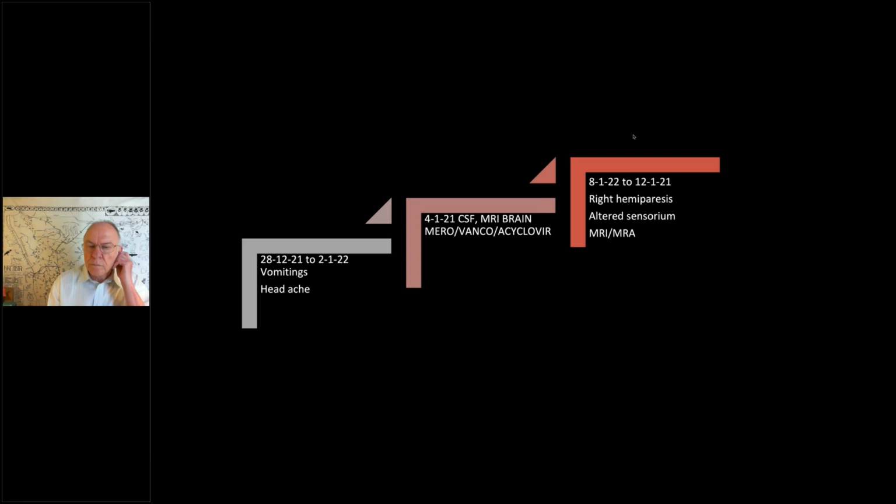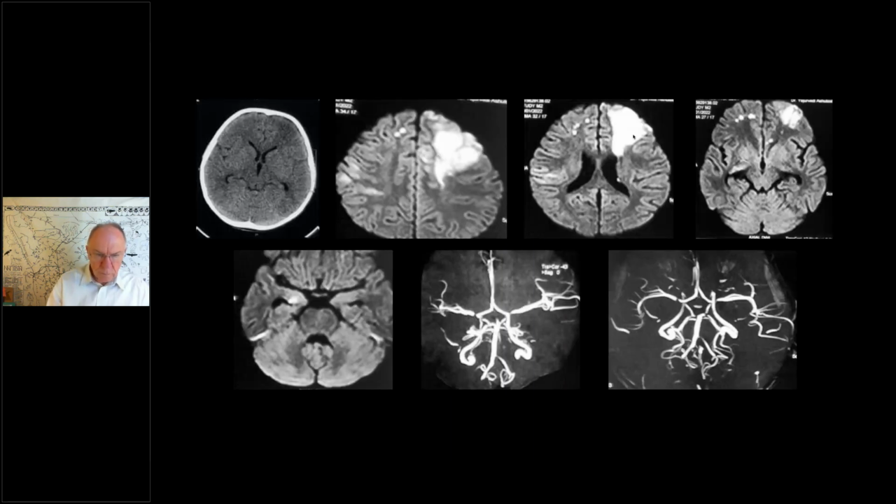Then gradually the child's sensorium deteriorated, and he developed right hemiparesis with a deteriorating sensorium. Repeated MRI brain and MR angiography showed a left-side ACA-MCA border zone infarct with multiple right frontal subcortical punctate infarcts, and the MRA showed proximal stenotic lesions in the bilateral MCA arteries.